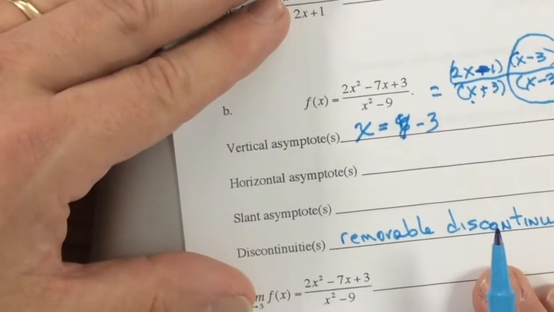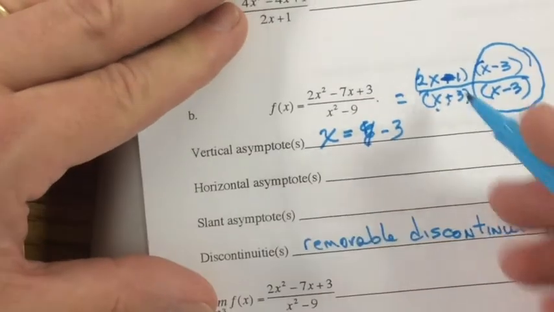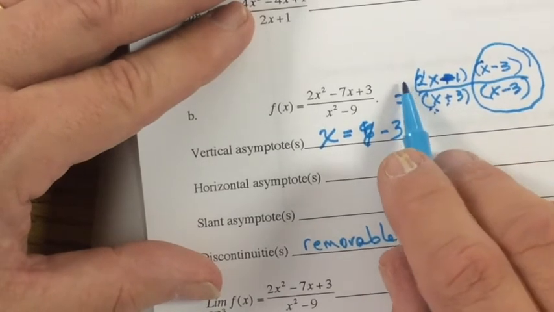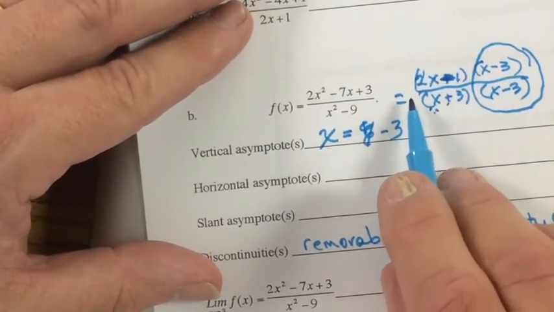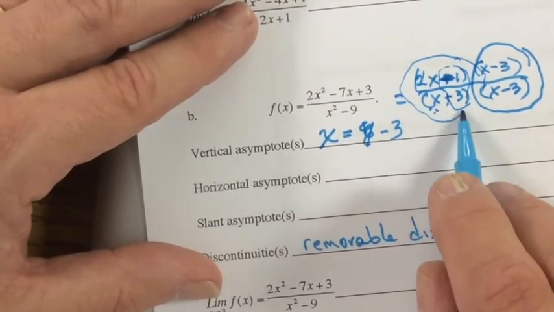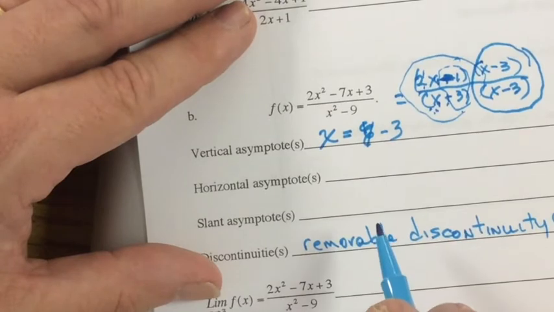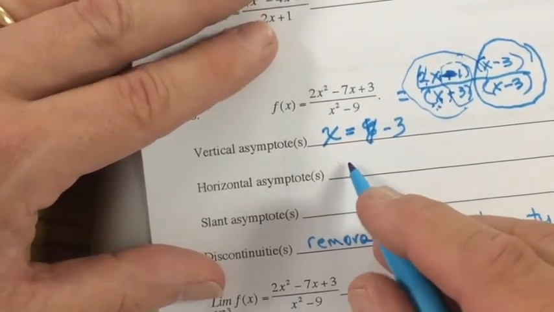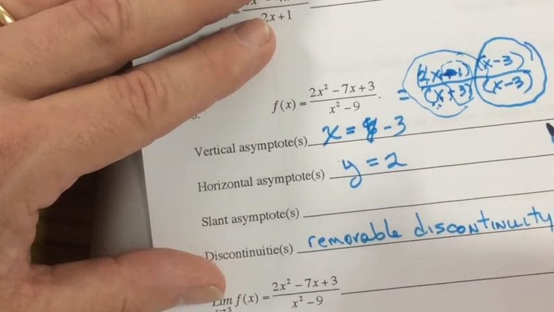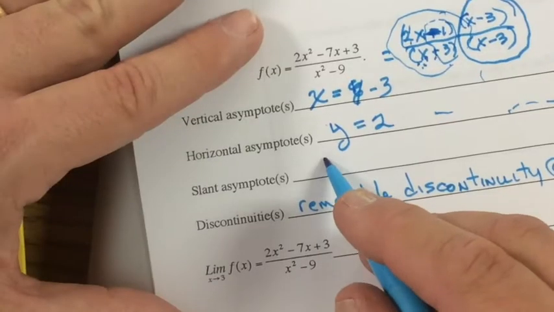Now, is there going to be a horizontal asymptote? I don't know. You could try to figure it out. Let's see. As x approaches infinity, what's going to happen here? Well, these are going to become insignificant. These are going to cancel out, and you are going to be left with a 2. Yeah, there's going to be a horizontal asymptote at y equals 2. Are there any slant asymptotes? No. So, no slant asymptotes.